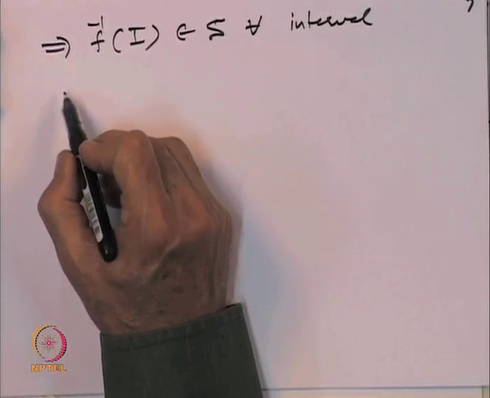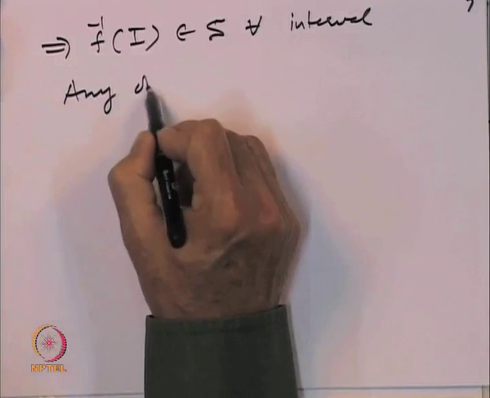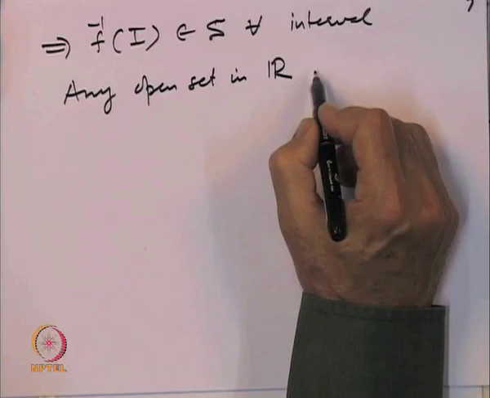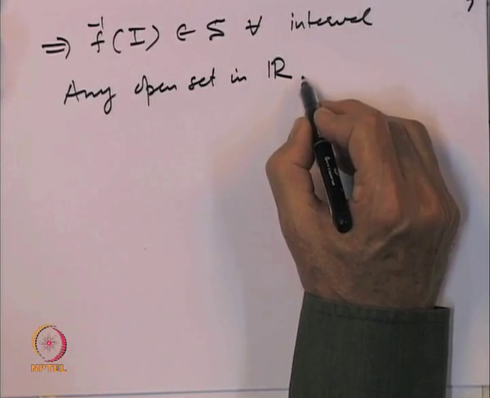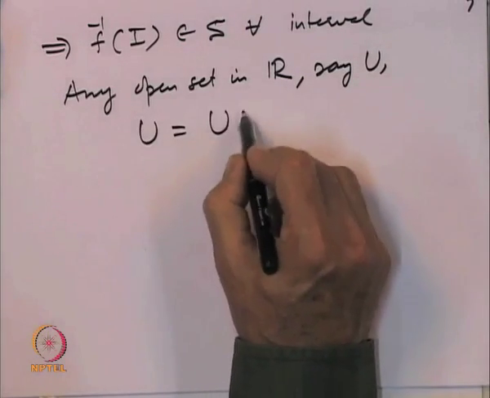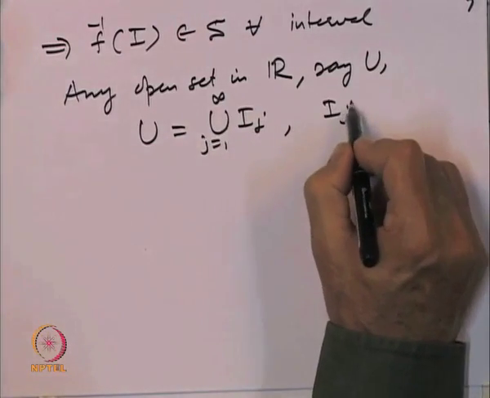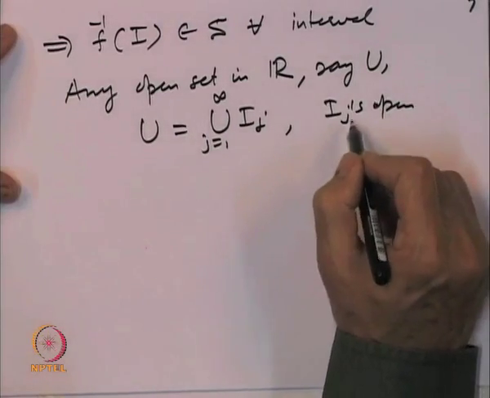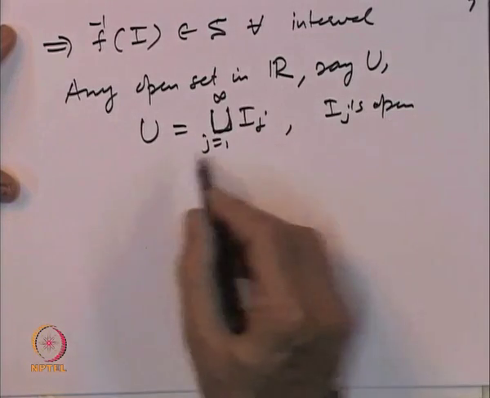Now, recall that in the real line, any open set, say open set in R, is a countable union of open intervals. So, in R, say the open set is U, then U can be written as a union of I j's, j equal to 1 to infinity, with the I j's open. Actually, we can write it as a disjoint union of open intervals also. It's a countable disjoint union of open intervals.